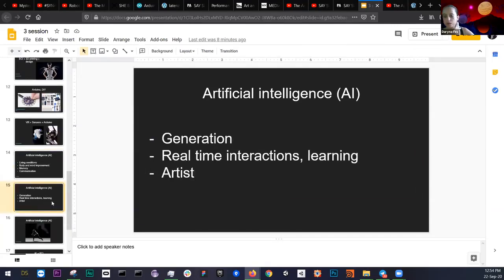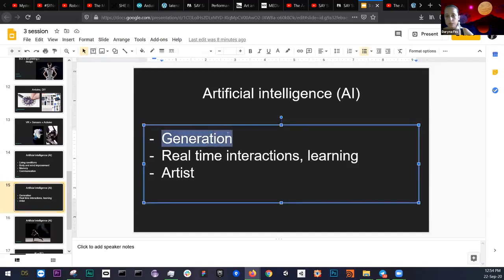And again, how artificial intelligence can be used in art. It could be used again as a generation of the space, of the sound, of some movements. It can be, for example, some model, and artificial intelligence just generates the movements of this model or the color of this model. But also it can be real-time interactions.